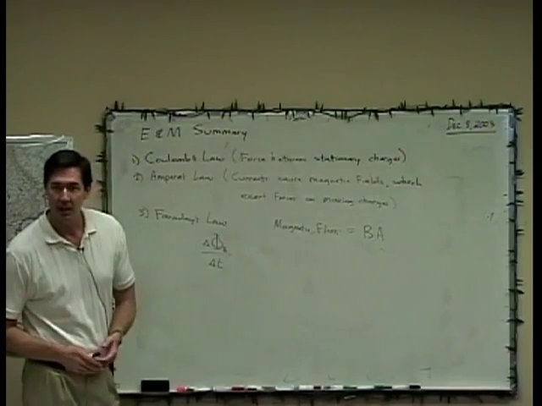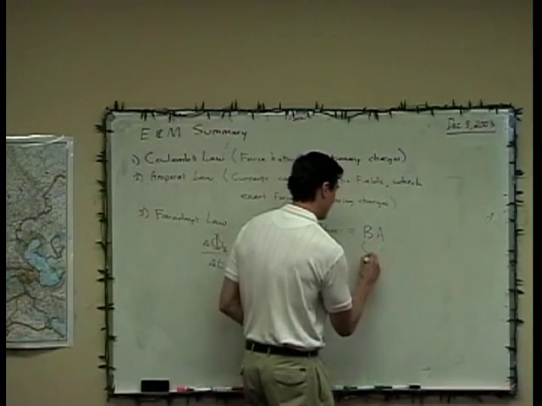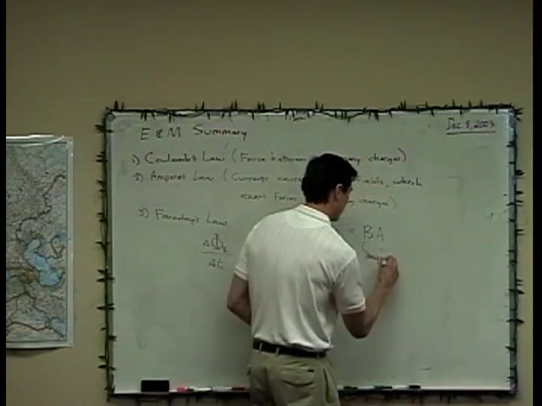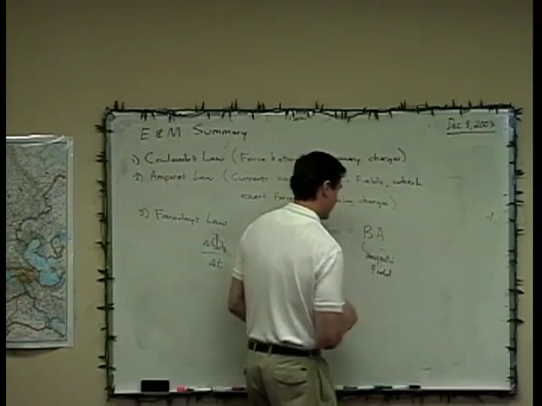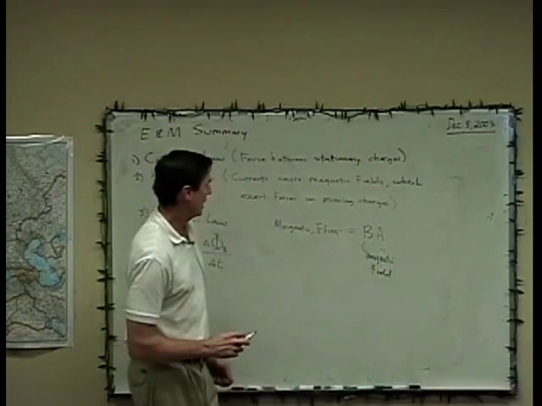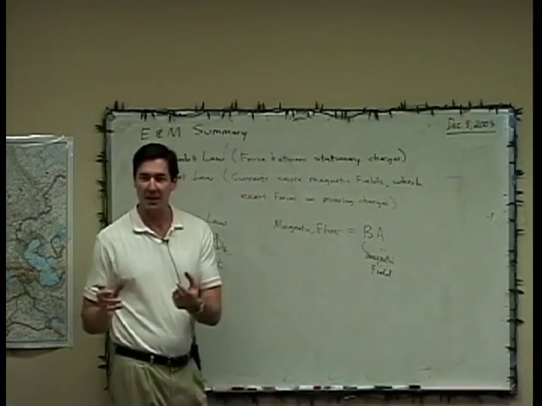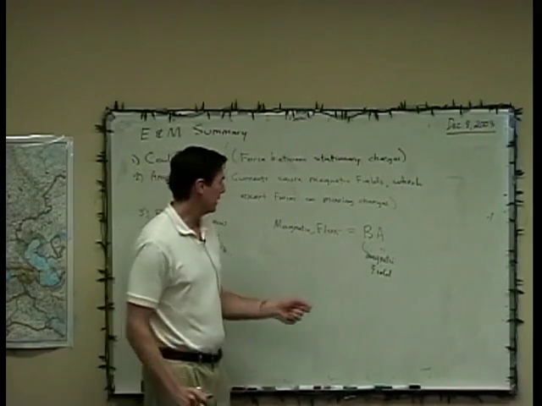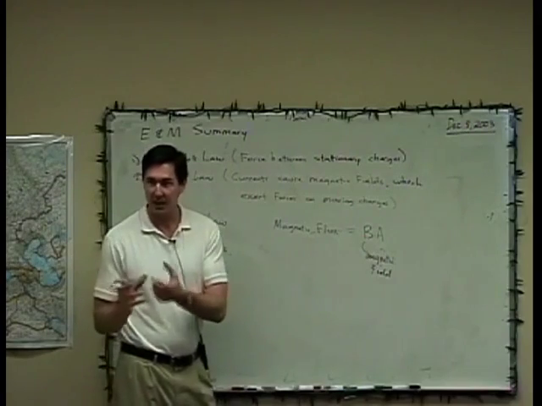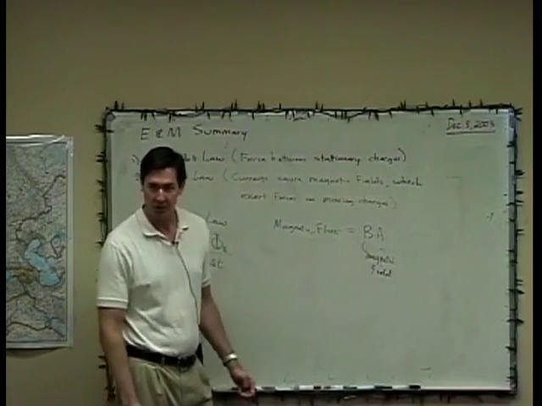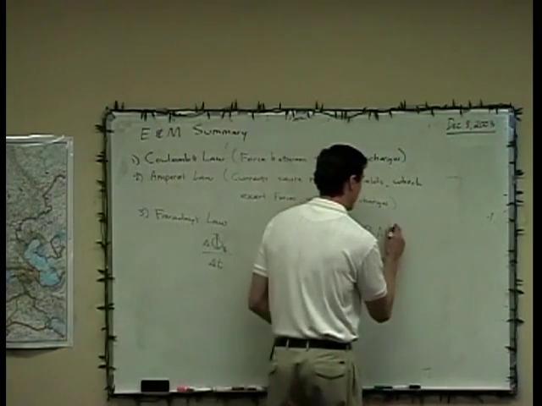Ben? What's BA? Oh, B, remember, is the magnetic field. If the magnetic field is coming from a magnet, then it would just be a number associated with the strength of that magnet, how strong the field is from that magnet. And then A is the area of the loop.